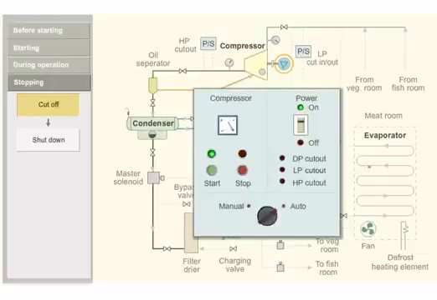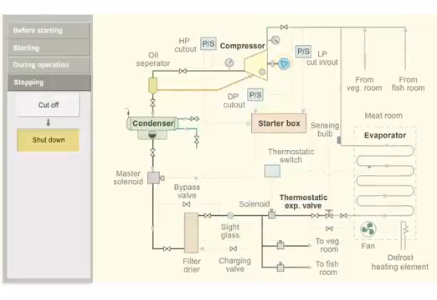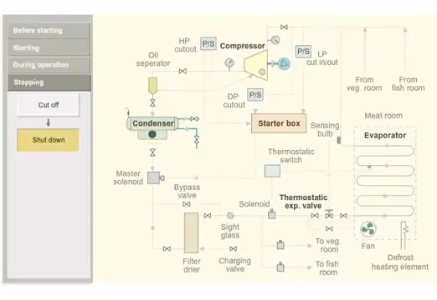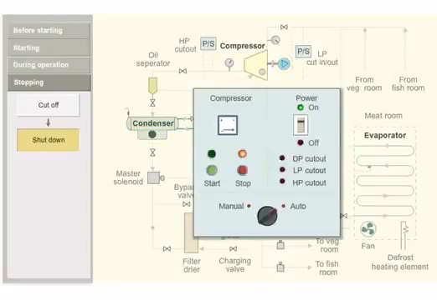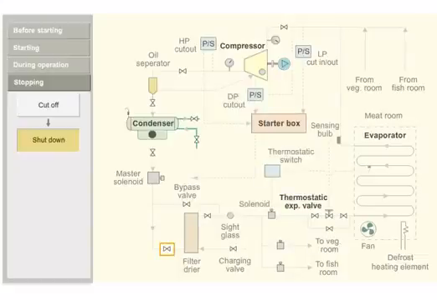To shut down for a prolonged period, close the condenser liquid receiver outlet valve. The liquid refrigerant is collected inside the condenser receiver and the compressor stops due to low pressure. Shut the refrigerant line valves. Shut the condenser cooling water inlet and outlet valves. Switch off the power supply.